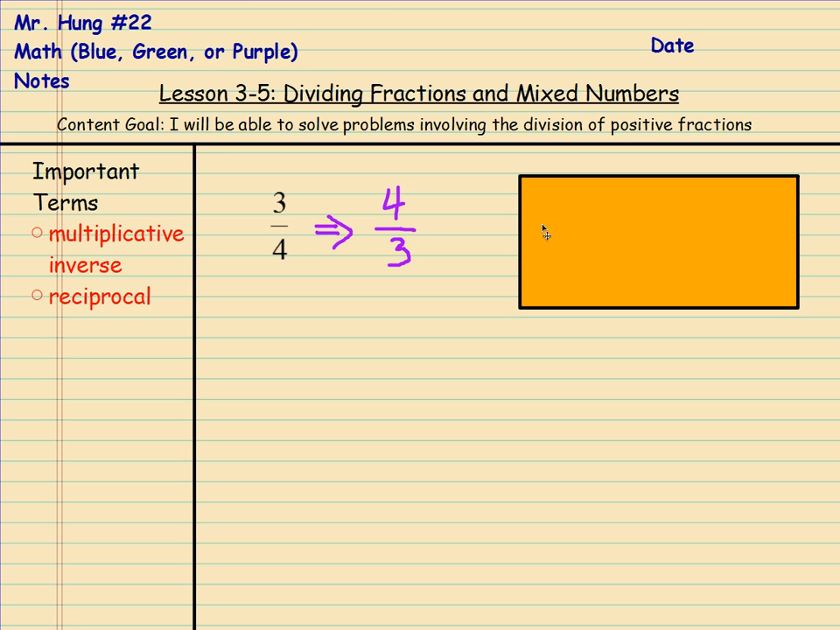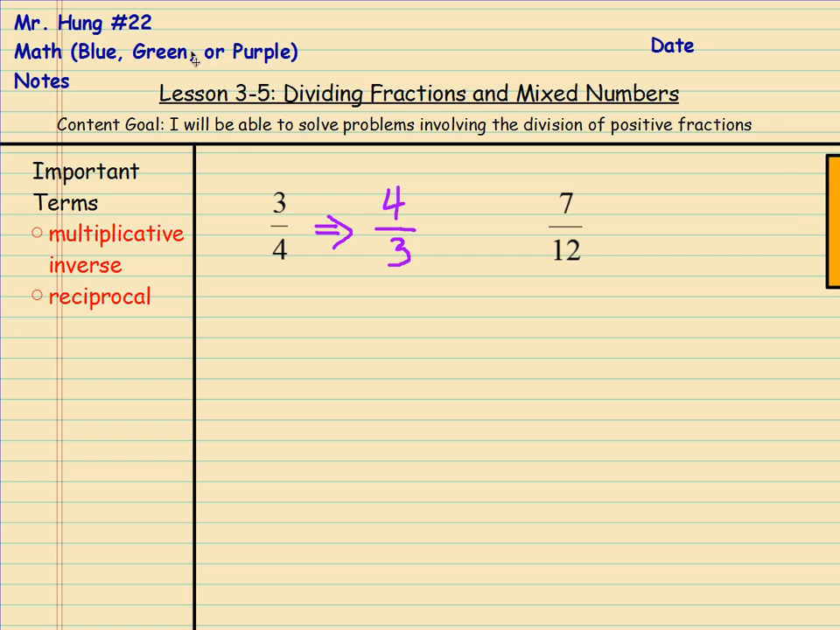Let's look at another fraction, 7/12. What is the multiplicative inverse of 7/12? Well, we flip the fraction. 12/7. This is the reciprocal.